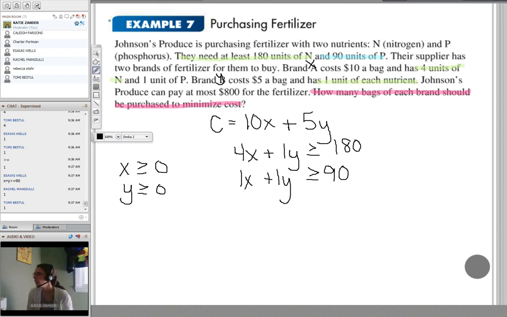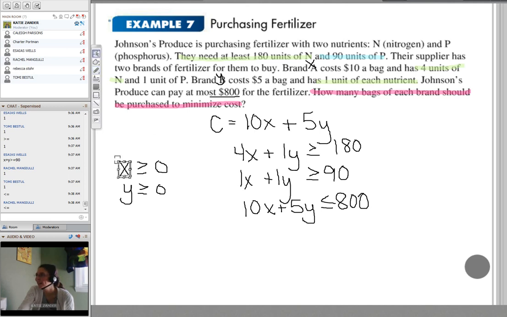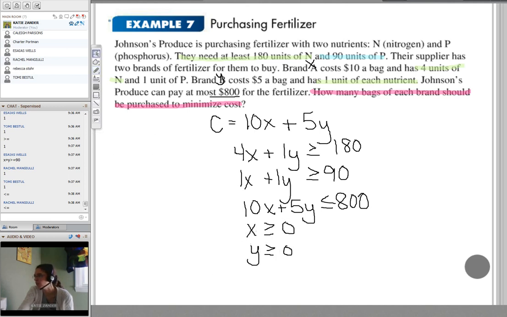I think we can also create an inequality for the cost as well. So we have the 10x plus 5y, and yes, that's going to help us with the objective function, but they also give us another constraint here that Johnson's Produce can pay at most $800. So if I take the cost, what inequality symbol should I use for at most? Less than or equal to 800. All right, I think we got all the constraints that we need here for this problem. And there's 5 of them total.